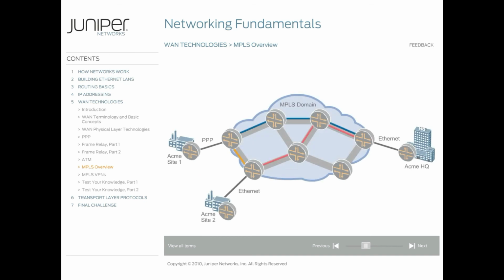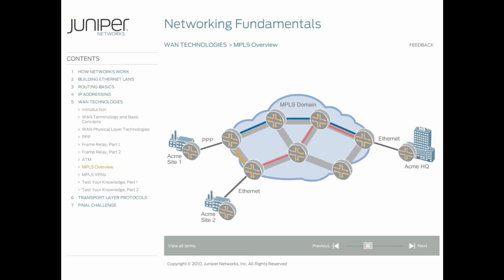Taking a look at part of Acme Company's current network, you can see that the company is now using MPLS to interconnect the three locations shown on screen. Notice that some of the connections between Acme's router and the provider's network are running different Layer 2 protocols. For example, the router at corporate headquarters is using Ethernet as its Layer 2 protocol, and Site 1 is using PPP as its Layer 2 protocol.